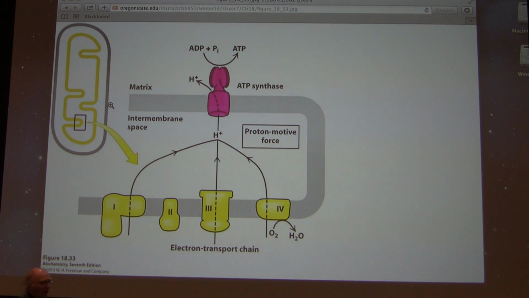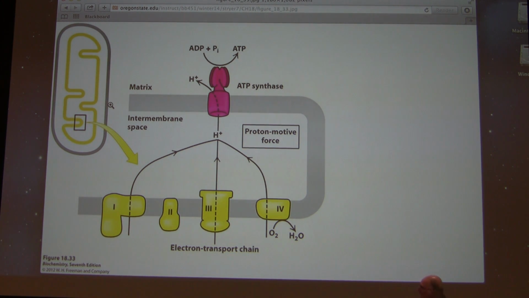It's also commonly called complex 5. Complex 5 is this remarkable molecular motor that I'm going to show you more about in just a little bit. This high gradient of protons passes through complex 5 and causes this little rotor here to spin, and the spinning of that rotor causes ATP to be created.